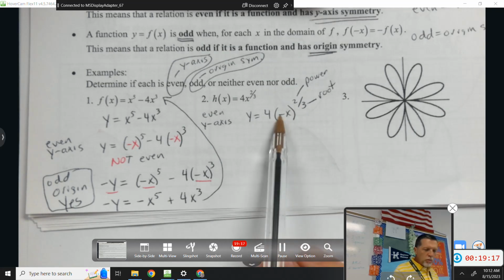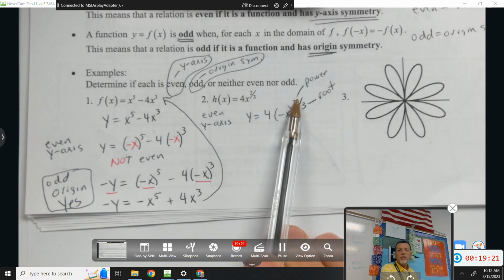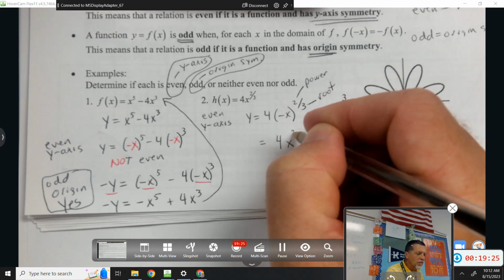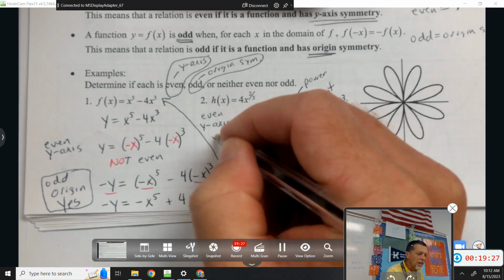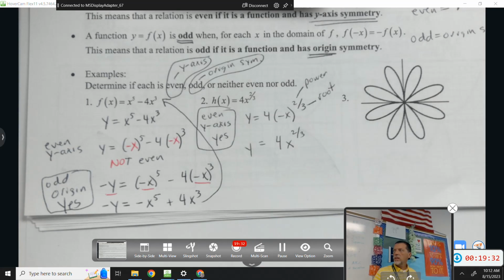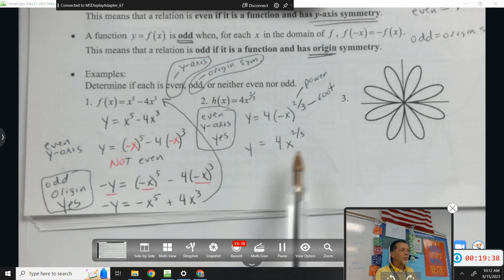So the power's on top, the root grows underneath. So if I take the cube root of a negative number, I get a negative number. And if I square a negative number, I get a positive number. So this turns out to be the same thing. So be careful, don't go backwards. You can't be like, therefore 2/3 is an even number. It doesn't work that way.